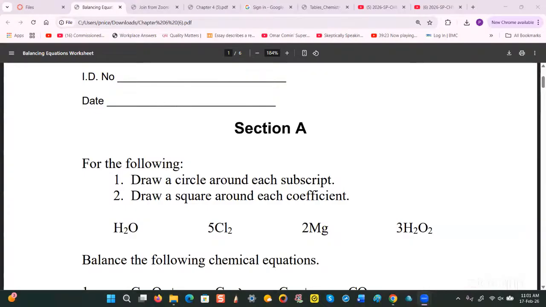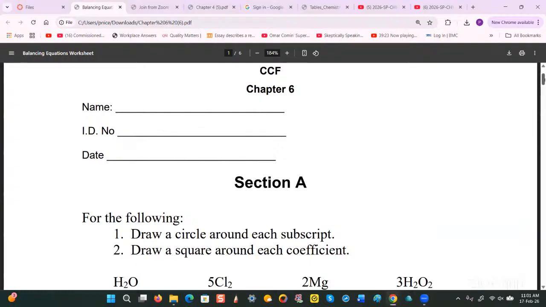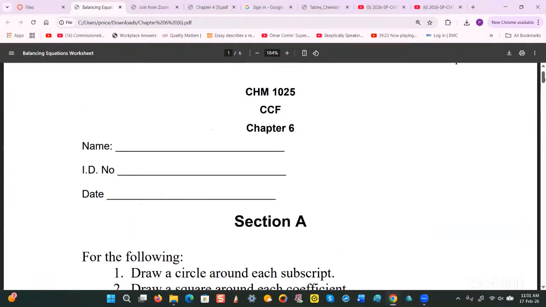Let me share my screen. Okay, so this chapter is dealing with a very important skill that you guys need to master before you can do anything else in this course, right? And it has to do with balancing equations. Now, what do we mean by that? Let me remind you of a particular law that you learned earlier, which is the law of the conservation of mass, right?